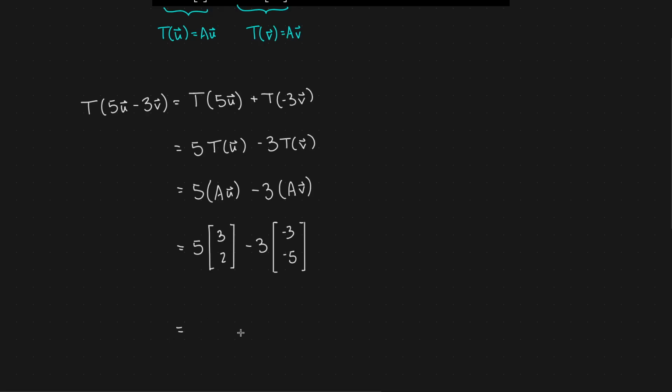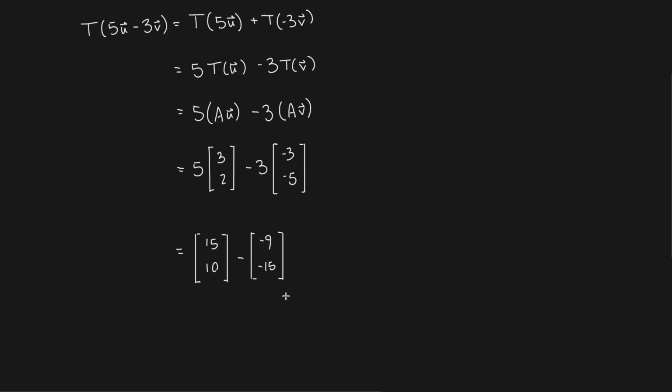And from here, it's just straightforward vector operations. So if I do the scalar multiplication, I get 15, 10 for the first vector, 5 times 3, 2. For the second vector, I'm going to get negative 9, negative 15. And if I subtract them, 15 minus negative 9 is positive 24. 10 minus negative 15 is positive 25.